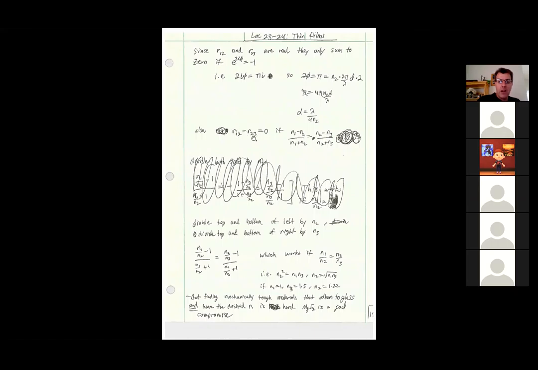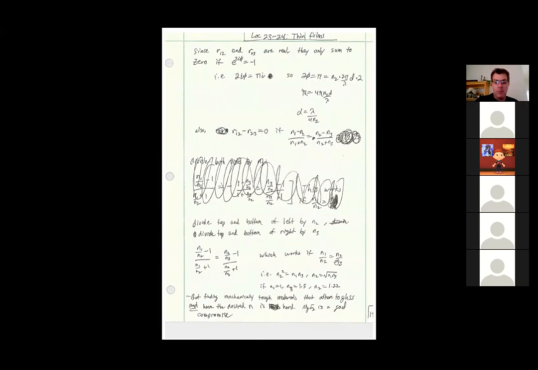And R12 minus R23, that's only 0 if this is true: this reflection coefficient is equal to that reflection coefficient. Now here's the trick. I divide the top and bottom of the left by N2, and I divide the top and bottom of the right by N3. So I'm left with N1 over N2, the refractive index ratio on the left. And over here, everything depends on N2 over N3, the refractive index ratio on the right. I've got the same expressions, just with some indices changed. Well, this is going to work if the input to this expression is the same on both sides, so that N1 over N2 equals N2 over N3.